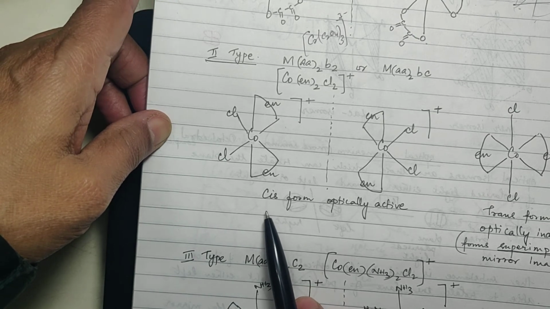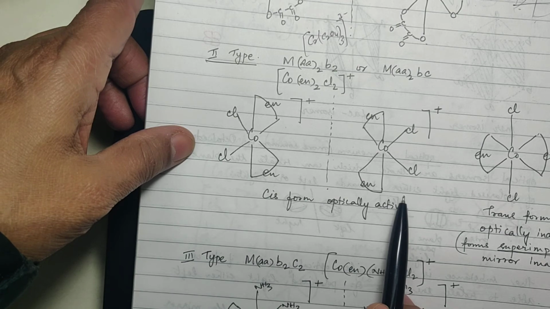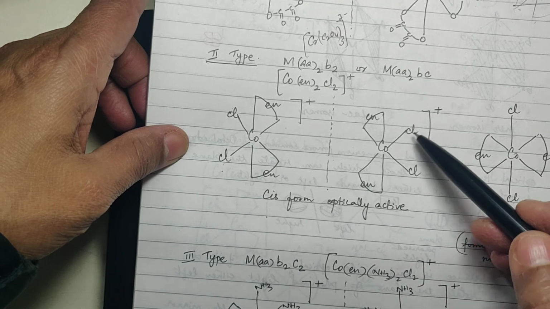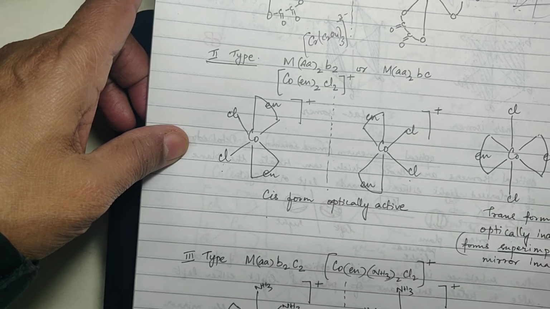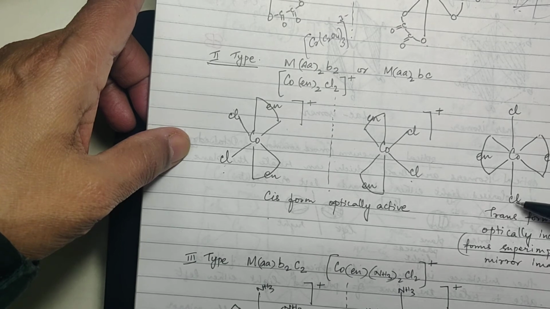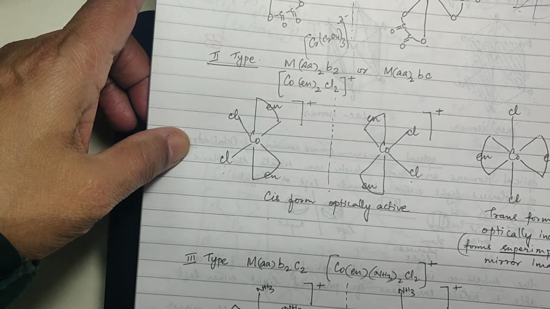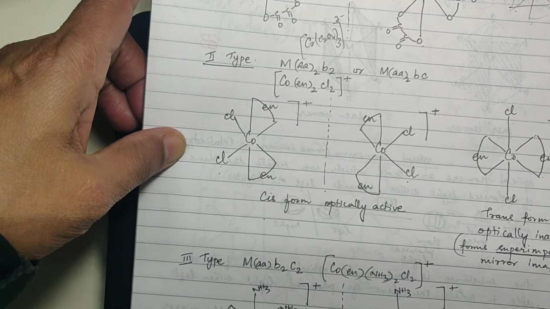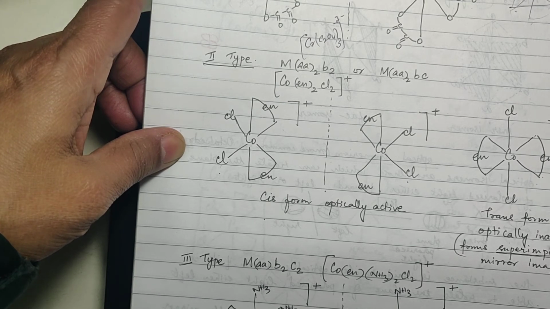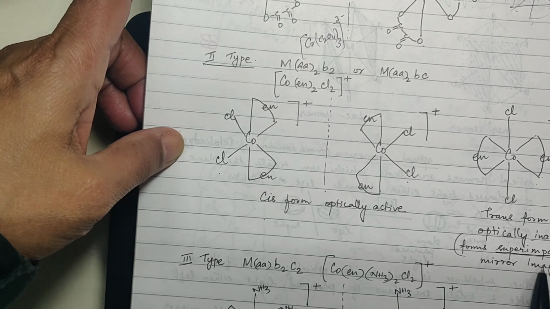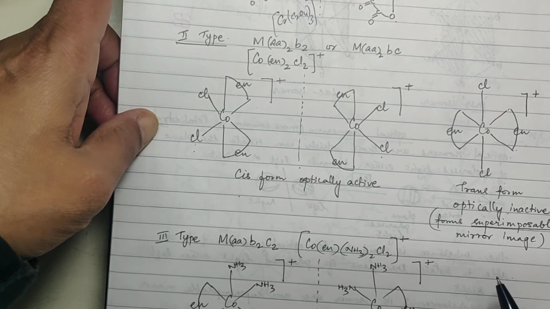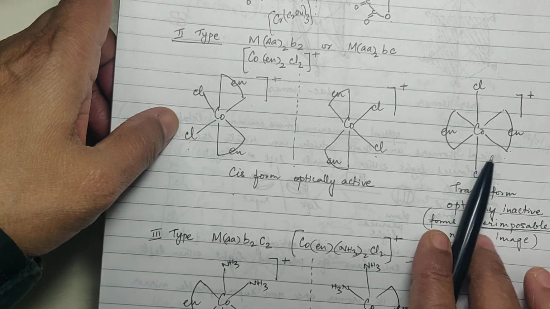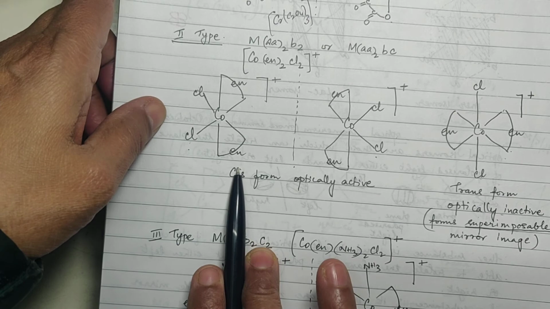And you can also say in terms of cis and trans. Now these two are on the same plane, so this is cis and this is also cis. But if you draw the trans form of this, then this will be the trans form. Now the trans form, if you try to see it on the mirror image, you will get the same thing. So the trans form is optically inactive because it forms a superimposable mirror image. So this is not optically active. Only the cis form is optically active.